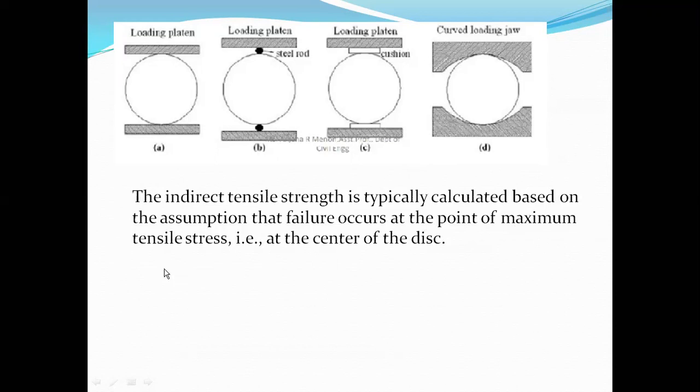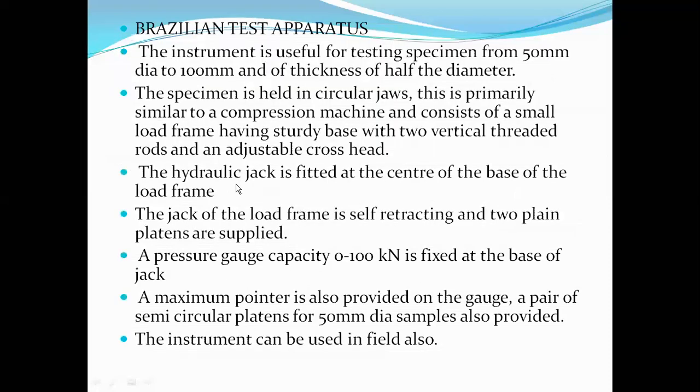Next, the indirect tensile strength is typically calculated based on the assumption that the failure occurs at the point of maximum tensile stress, that is, at the center of the disc. Let me repeat this. The indirect tensile strength is calculated assuming failure occurs at the point of maximum tensile stress, at the center of the disc. Let's see.